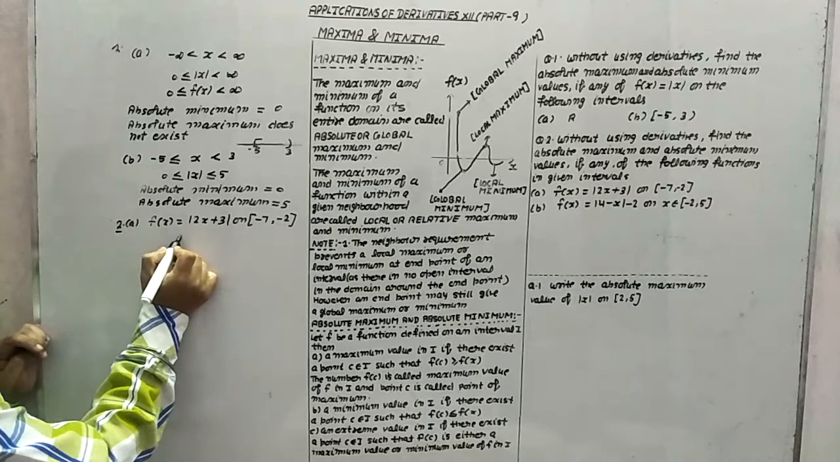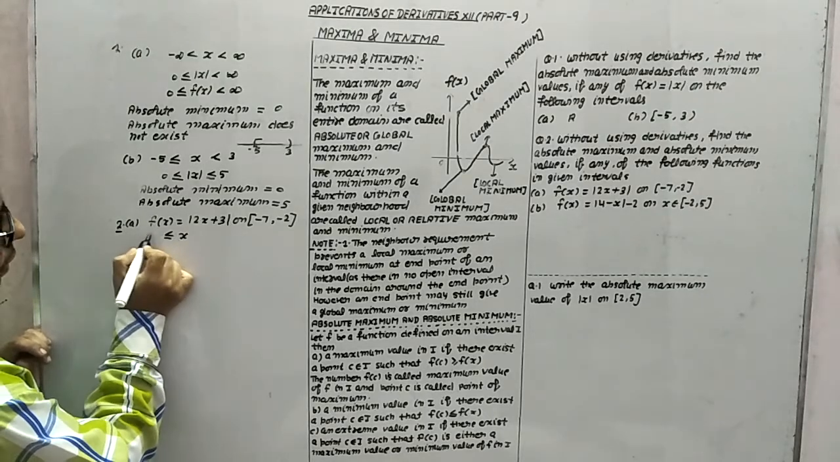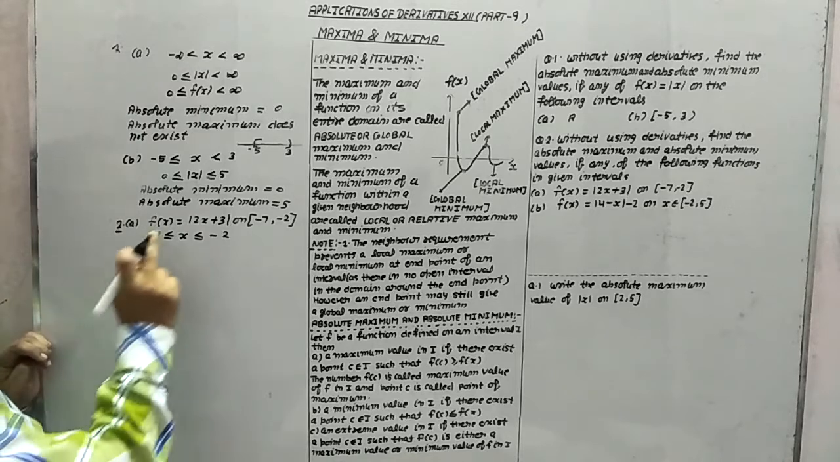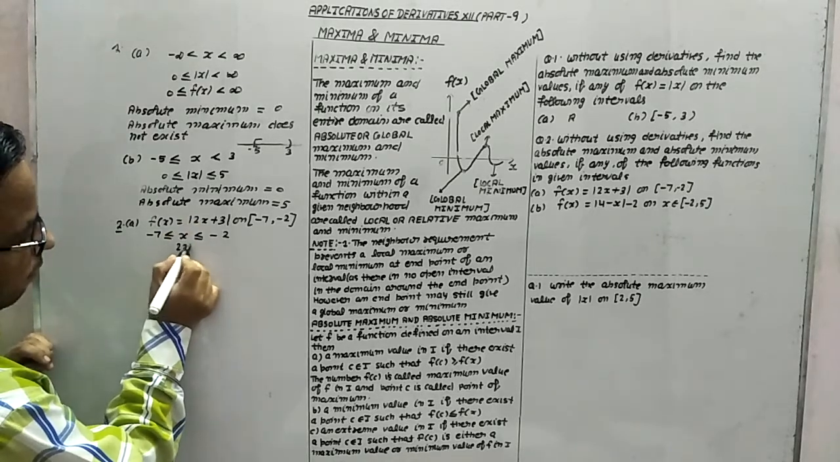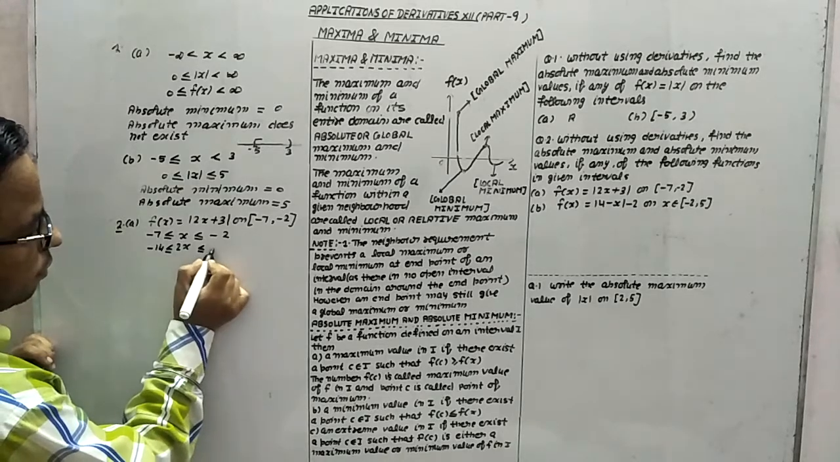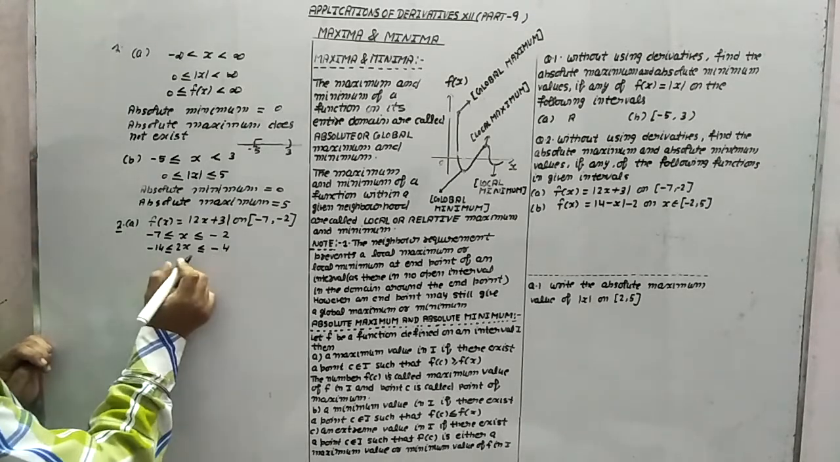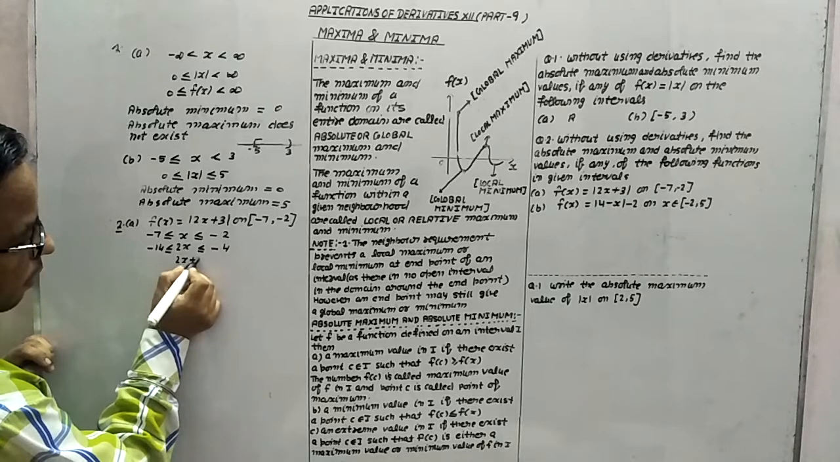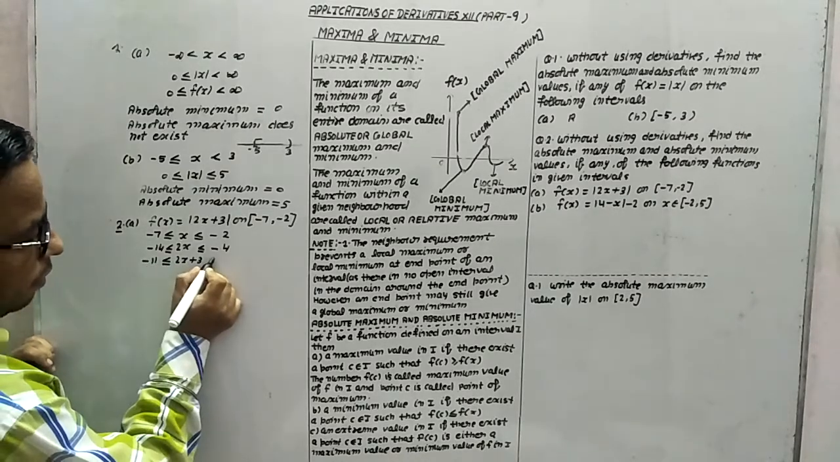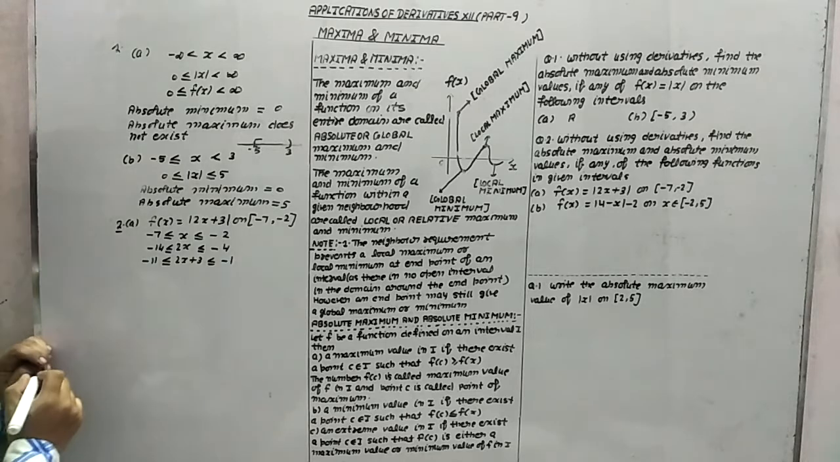Here we have x greater than and equal to -7, less than and equal to -2. Now we have 2x, so multiply by 2 both sides. It means -14, and this is -4. Now we have to add 3 both sides. It means adding 3 both sides. But this becomes minus 11 and minus 1.